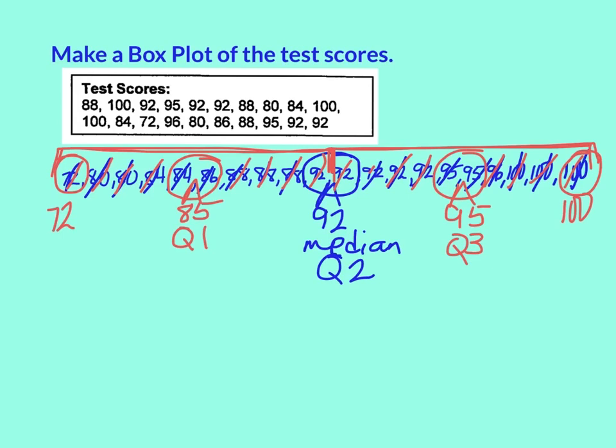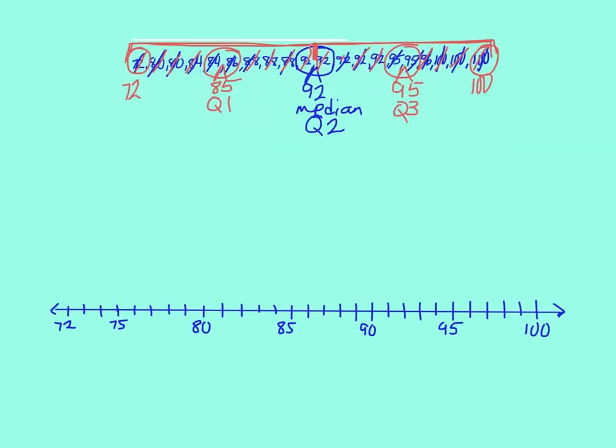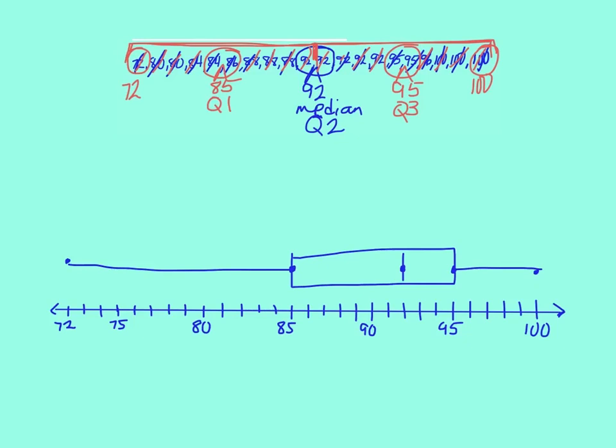First thing we'll need to do is to draw a number line. Once we have our number line, we're ready to put in our 5 dots, our minimum of 72, our quartile 1 of 85, our median of 92, our quartile 3 of 95, and our maximum of 100. Put a box around the middle section and a line through the median, and then you can attach a line to the last dot. That's why it used to be called Box-and-Whisker.